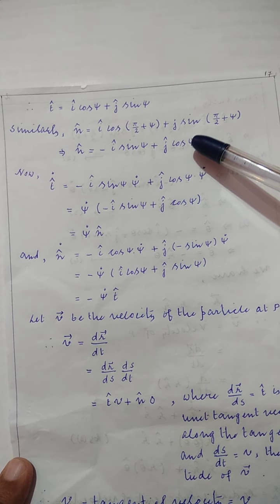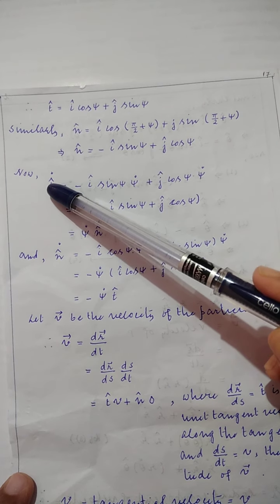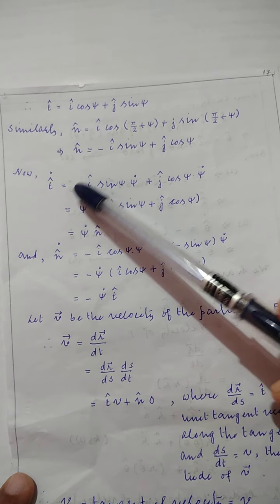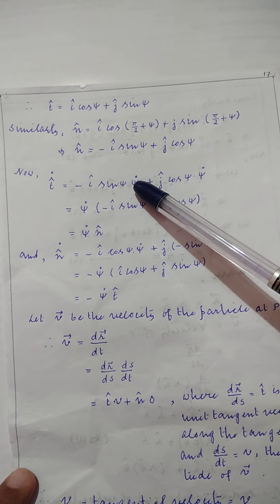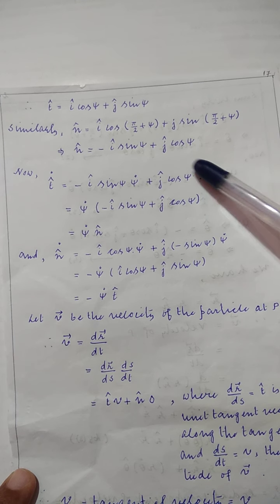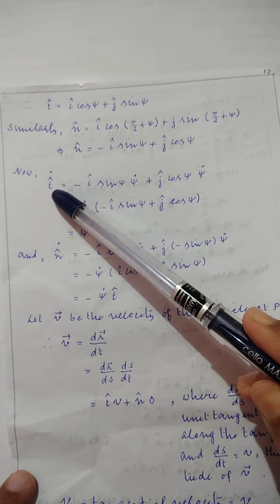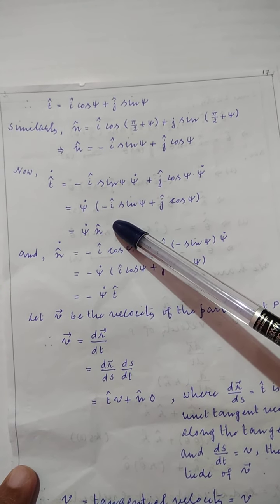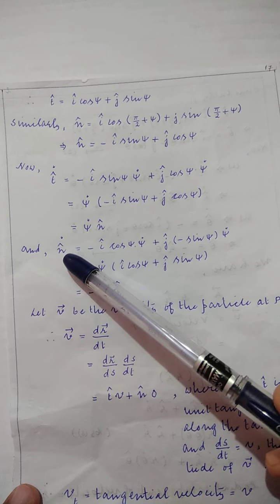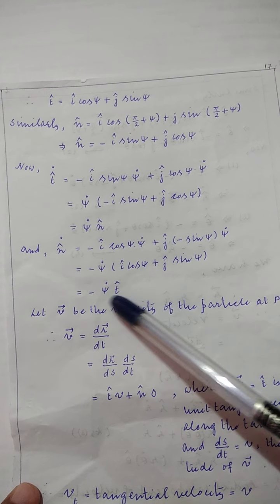Okay, now let's differentiate t cap with respect to t. So from this you will get t cap dot. On the right hand side if we differentiate with respect to t, you will get minus i cap sine of psi, then psi dot, psi dot means it is d psi by dt, plus j cap cos of psi, psi dot. So after simplifying this one, we can take common psi dot. So you will get the expression for t cap dot, you will get psi dot n cap. Again, we differentiate this n cap with respect to t. So if you differentiate n cap with respect to t, you will get minus psi dot t cap.